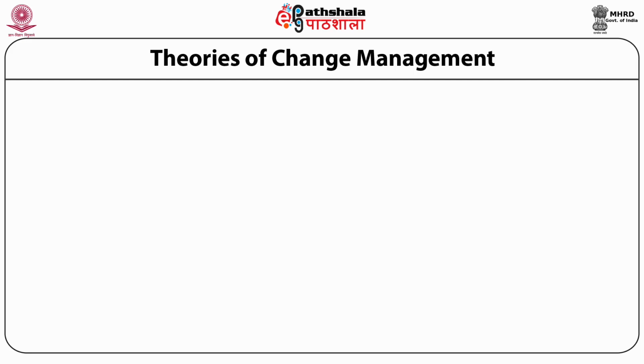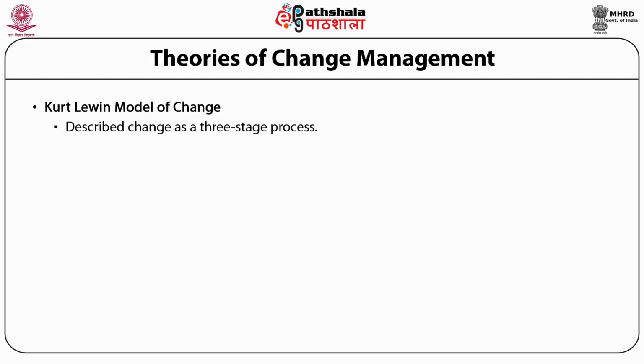So to understand the change management process, we can basically rely on various theories of change. There are three theories which are very popular that can be relied upon. The first is the Kurt Lewin model of change. The Kurt Lewin model of change describes change as a three-stage process. We will see what these three stages are in the subsequent slides.